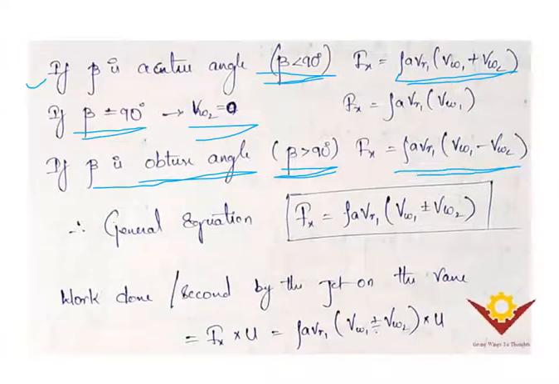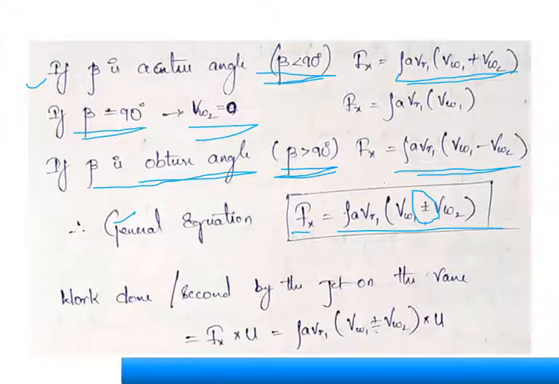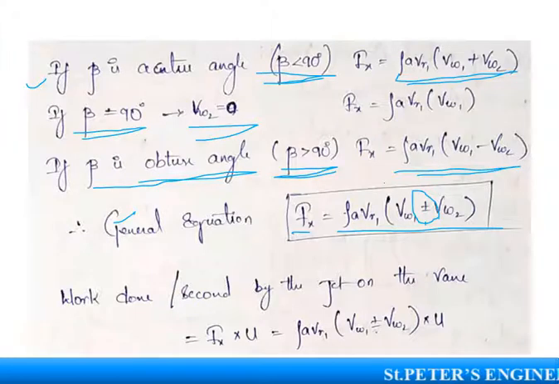But we have a general equation, which is rho a vr1 into vw1 plus or minus. You have to consider this plus or minus. Why? Because if beta is less than 90 degrees, then you have to take plus. If it is greater than 90, then you have to take minus.